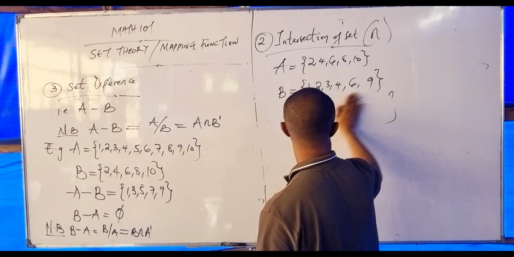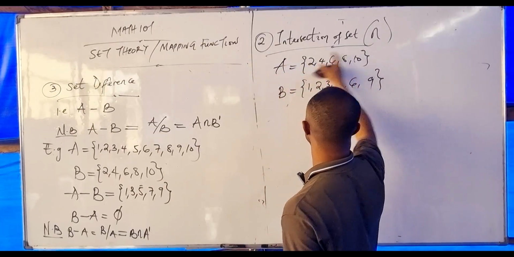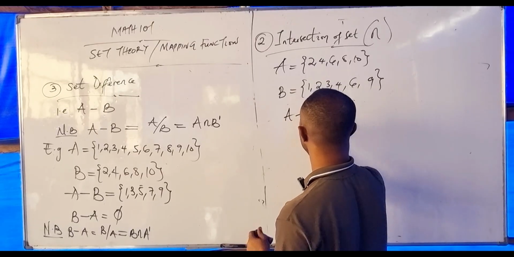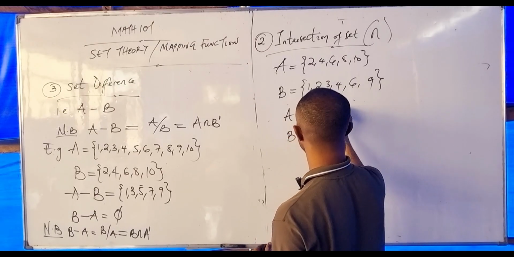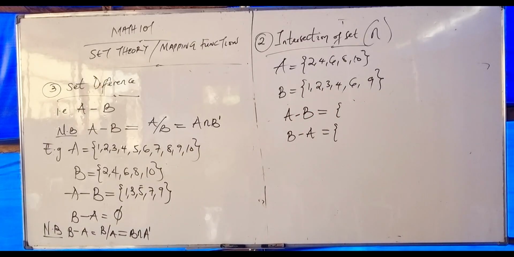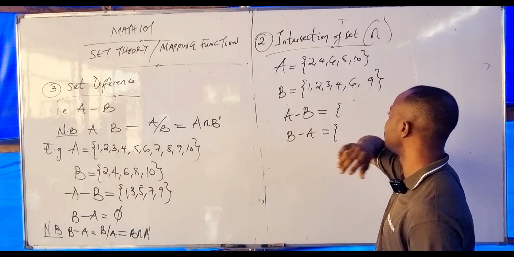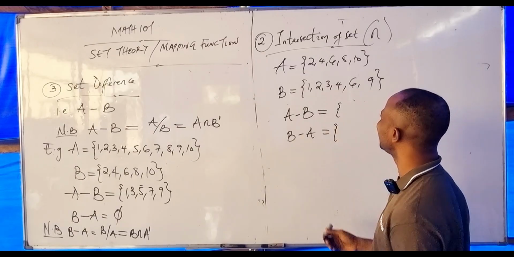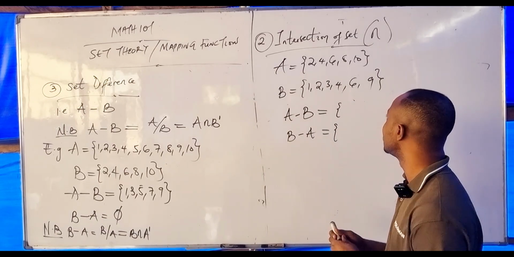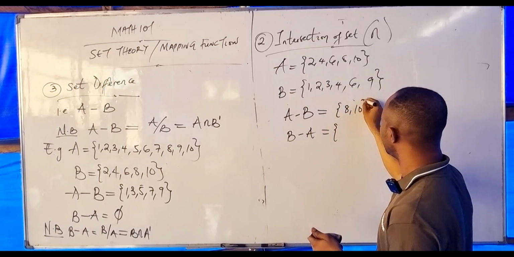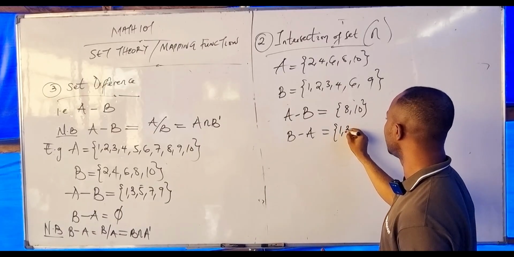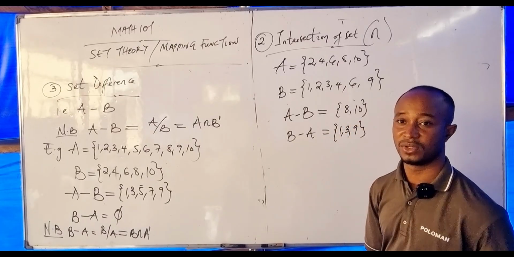What about this question here? If A is given as this and B is this, what is A difference B? And what is B difference A? The elements that are in A, not in B, are 8. Elements in A, not in B, are that. What about this? Elements in B, not in A: 1, 3, 9. Thank you. Hope it's clear, right?